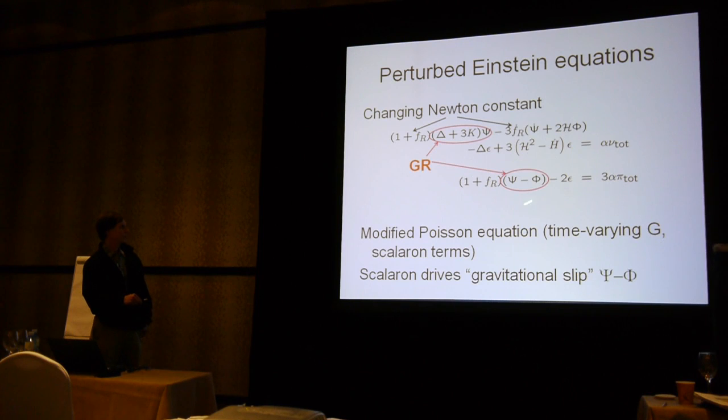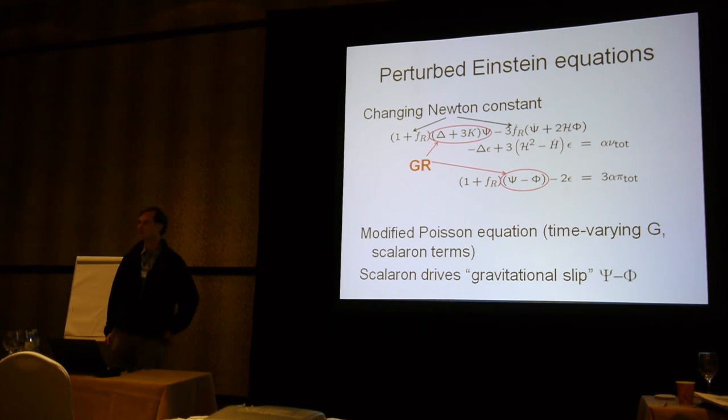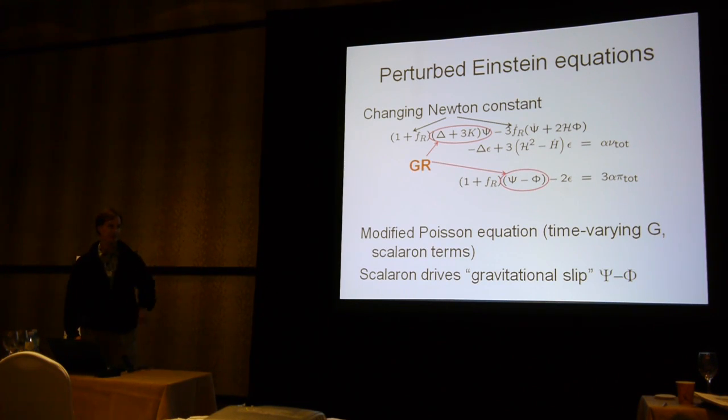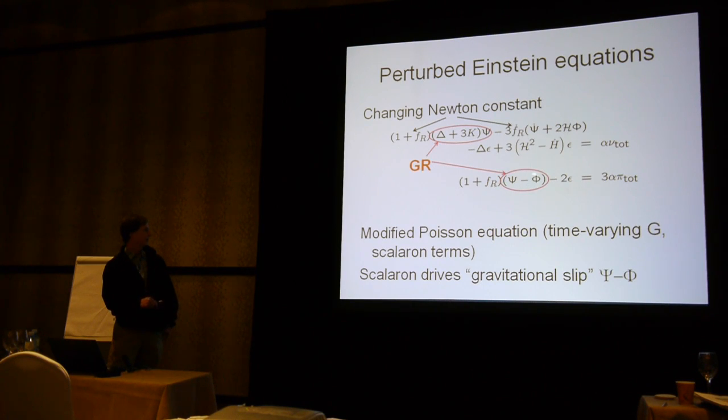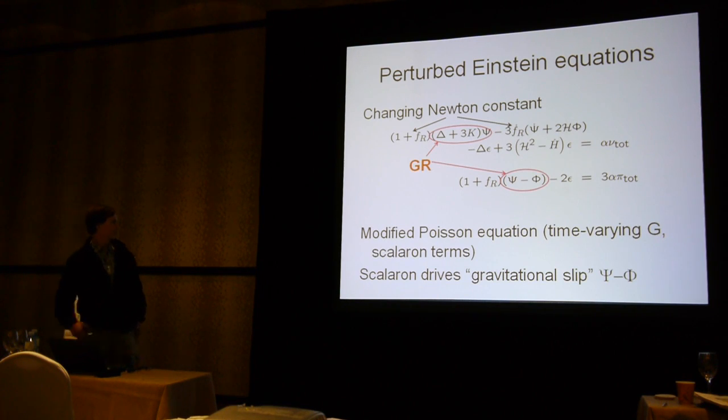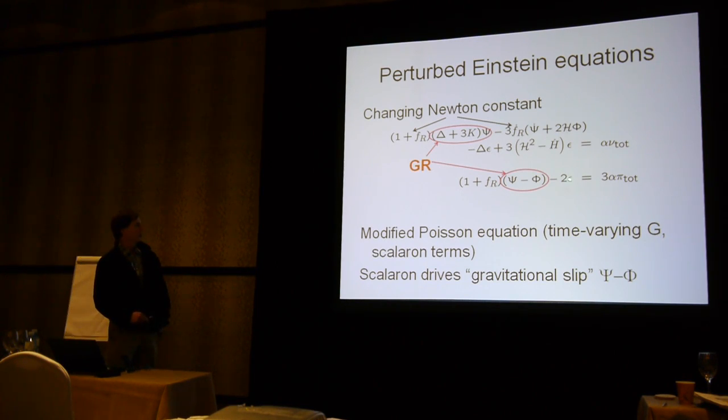Gravitational slip in the literature is the difference of these two potentials, or if we use the Hu and Sugiyama convention, it's the sum of the two potentials. So beware of different conventions in the literature, and also different sign conventions. But basically, it's the combination of the gravitational and curvature potentials, which in general relativity can only be sourced by shear stress. The scalaron here directly provides a source of the difference in these two potentials.